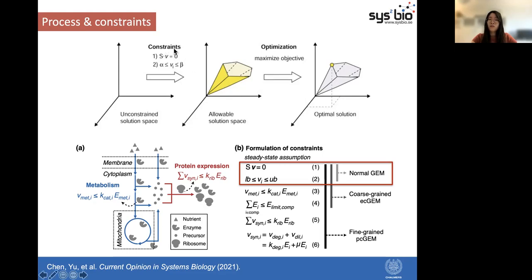And the normal gene has these constraints, so we will have an allowable solution space, which is much smaller compared with the unconstrained solution space. Then by optimization, we can have the optimal solution. We are hoping the optimal solution would be close to the experimental solution. But actually, the allowable solution space is still large. So we would like to include more processes and more constraints to further shrink the solution space.